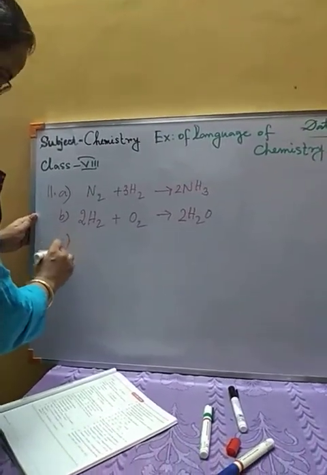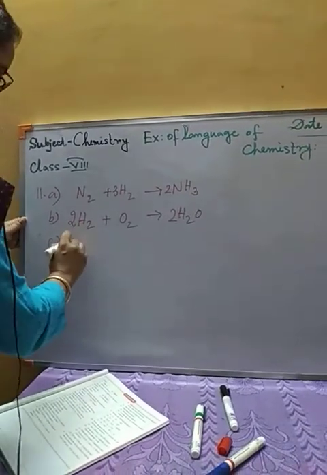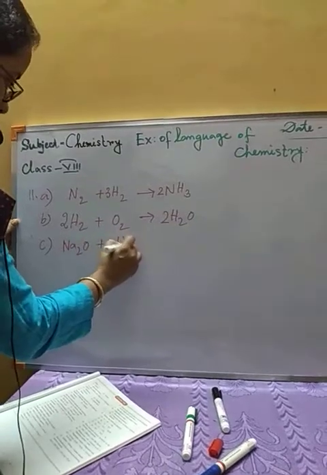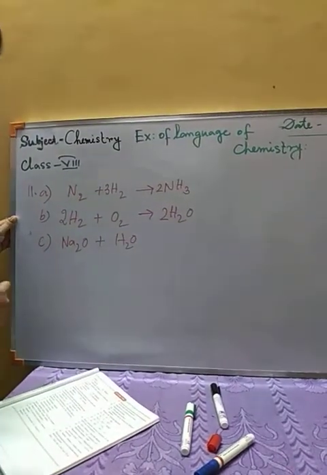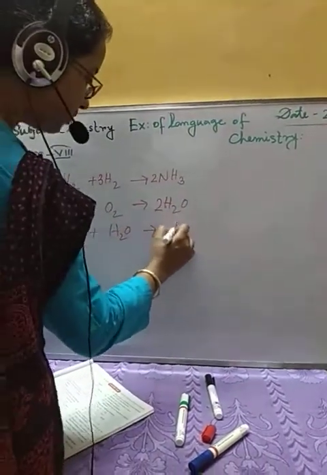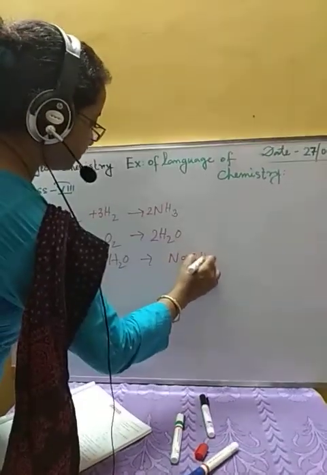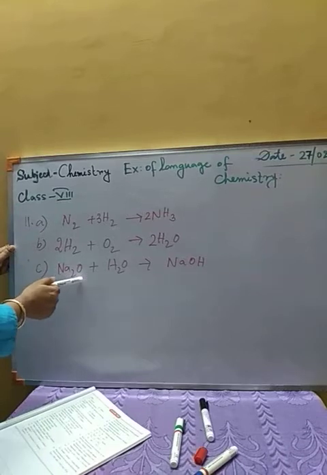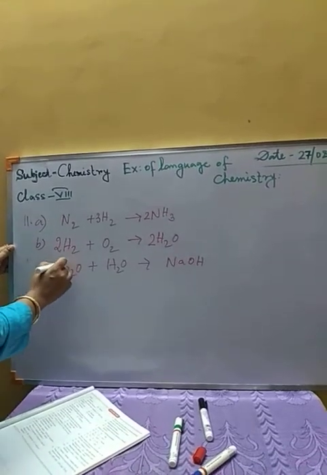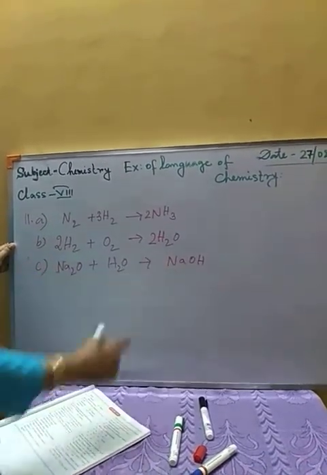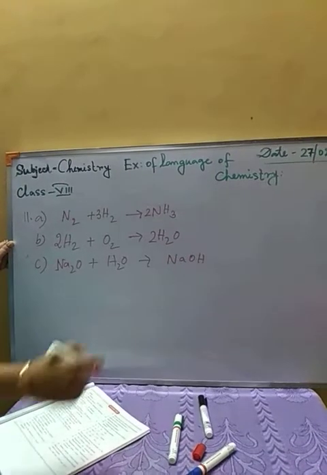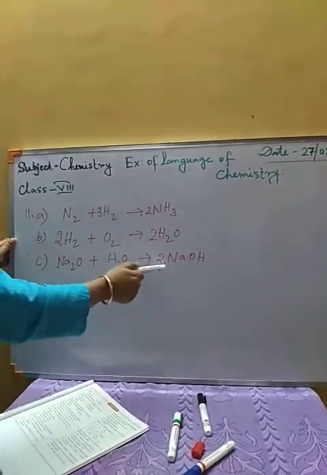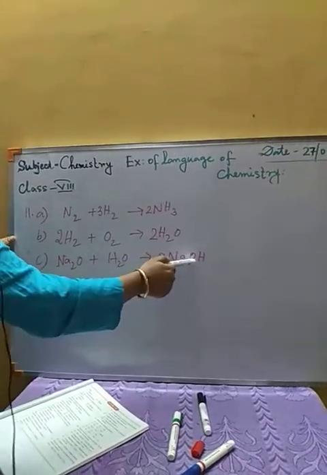Next, number C. Na2O plus water, H2O, we are getting sodium hydroxide, NaOH. How to balance this? See, as Na2O is there, that means 2 sodium is there. So this side at least 2 sodium will be there. So let us write 2 first. Now if we are writing 2 this side, how many oxygens are there? 2.